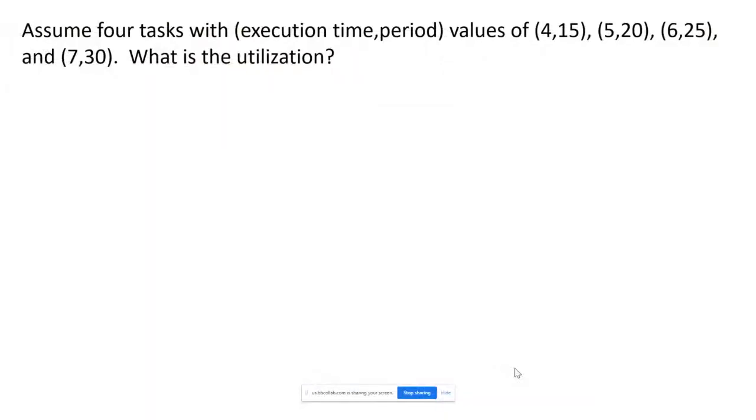Okay, so sorry, quiz 4 started out by asking, assume 4 tasks with execution time and period values of 4:15, 5:20, 6:25, and 7:30. So in each of those tuples, the first number is the execution time, or technically the worst case execution time, and the second number is the period as well as the deadline for each task.